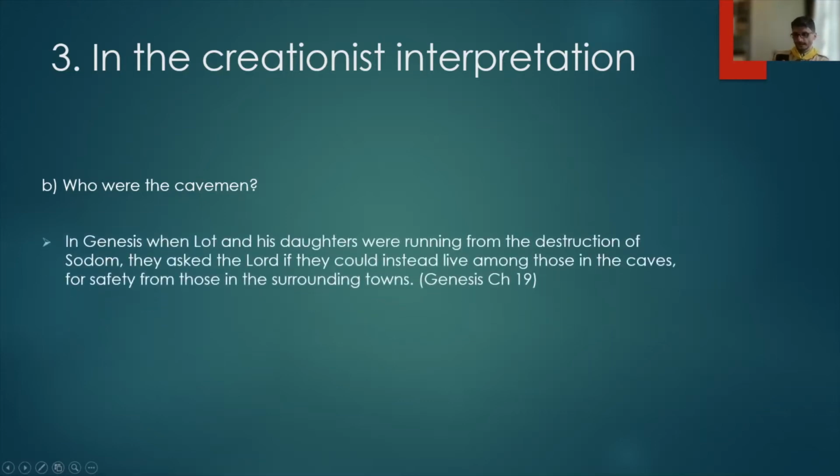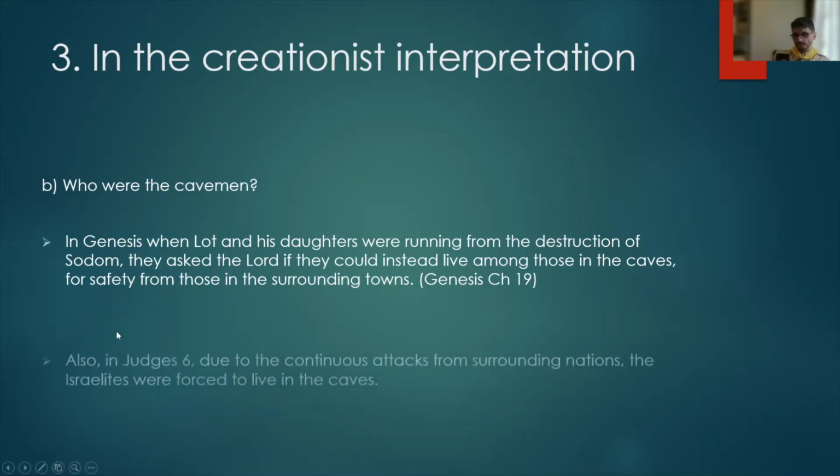We see that people used to live in the caves in different times. For example, in Genesis, when Lot and his daughters were running from the destruction of Sodom and Gomorrah, they asked the Lord if they could instead live among those in the caves. So what we can understand from this verse is that at that time there were people who used to live in the cave. As we are painting our walls in the house, they were painting their walls, because they used to live in the cave.